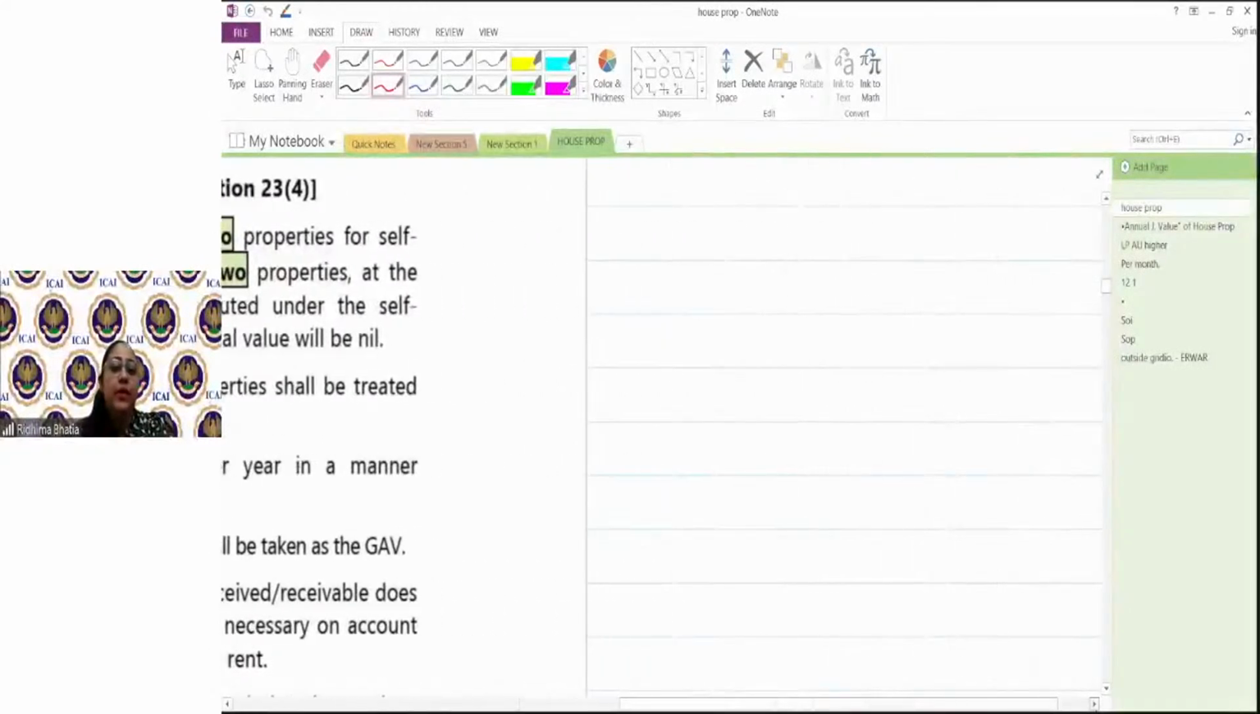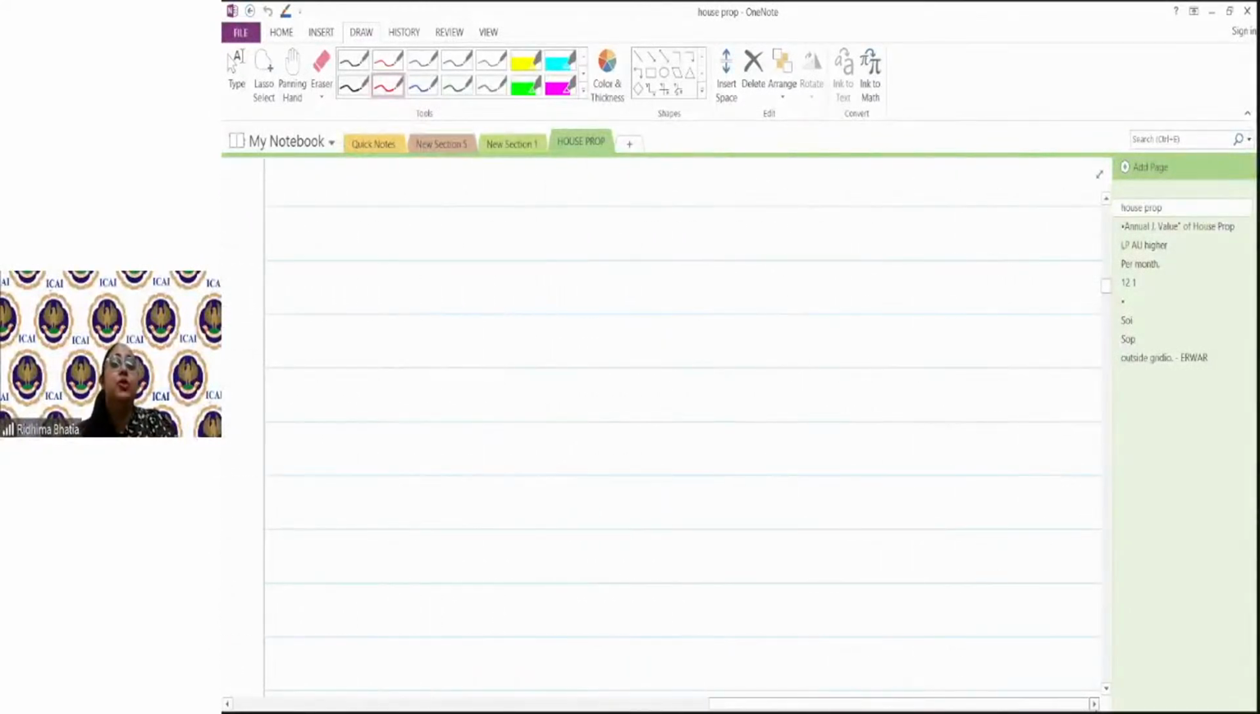First, deemed let out property का मतलब क्या है? It would be assumed to be let out property.